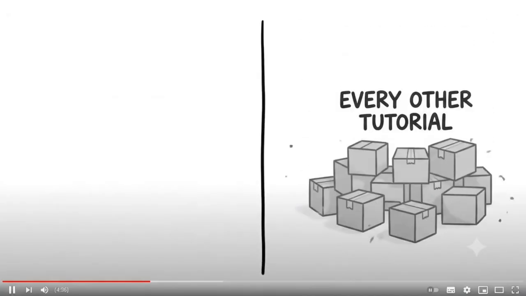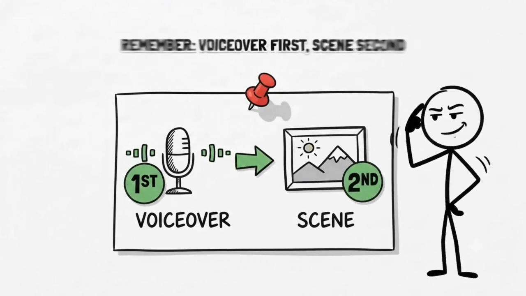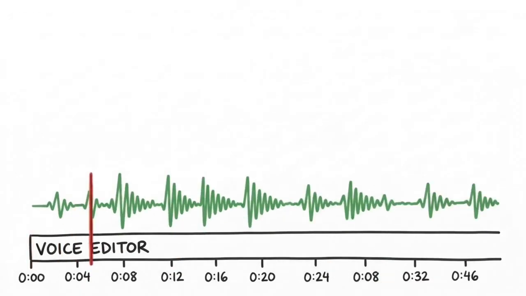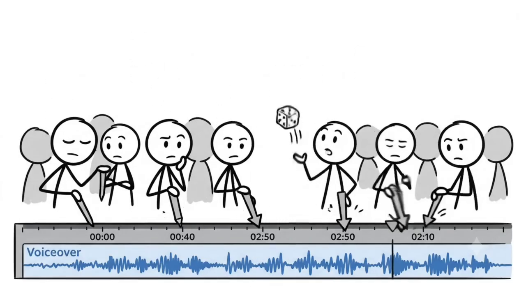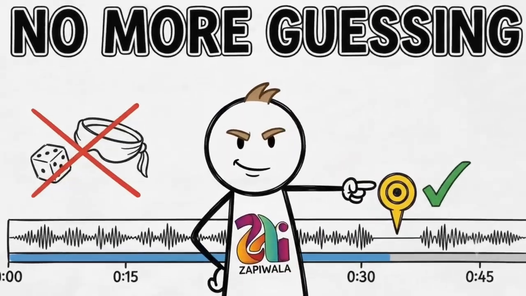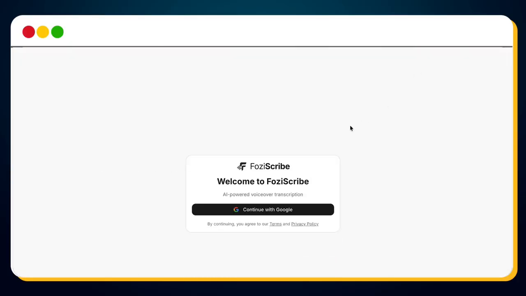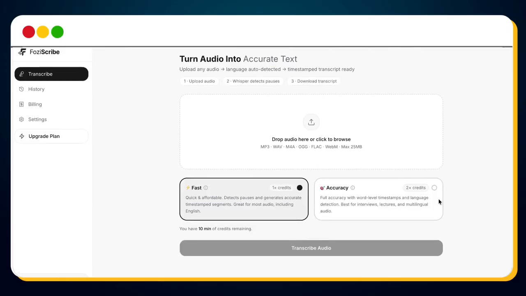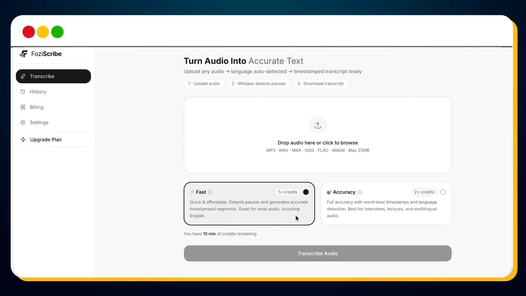Now comes the part that separates this workflow from every other tutorial you've watched. Remember, voiceover first, scene second. But how do you know exactly where each scene should start and end? That's where most creators guess. You're not going to guess. Visit FoziScribe.ai. Link is in the description. Sign up and log in. Free account gives you 10 minutes of AI credit. Once that runs out, create another free account and keep going.